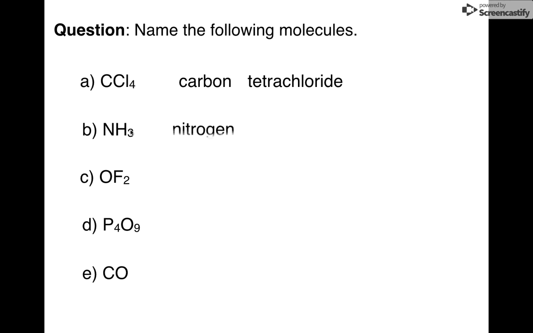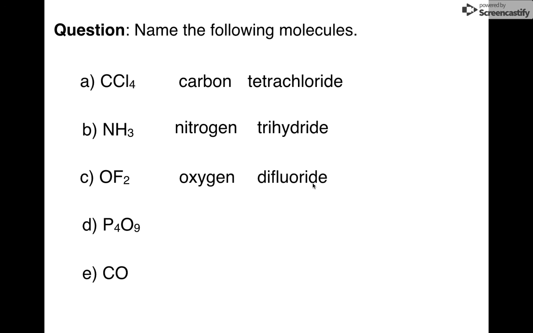NH3, N, that's nitrogen. H3, I have 3 hydrogens, that would be trihydride. Oxygen, and then how do we say 2? Difluoride.